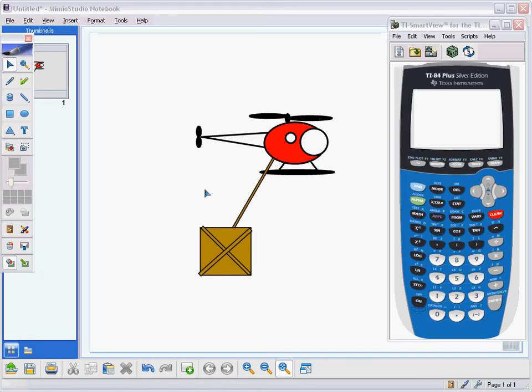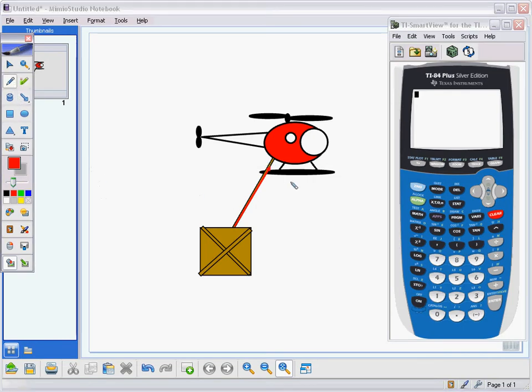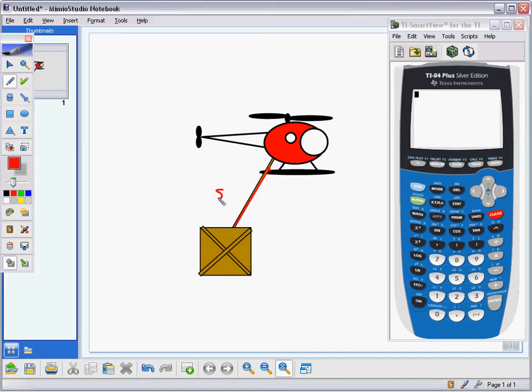Okay? So there's a couple things we would need to know in order to find that horizontal and vertical component of the force. The first thing we'd have to know is what is the force the rope is exerting on the crate. So I'm going to draw a vector in here, and we're going to say it's exerting 800 pounds of force. 800 pounds.